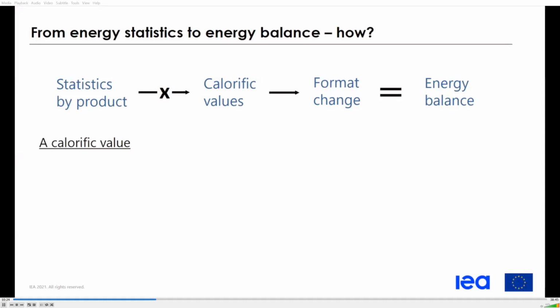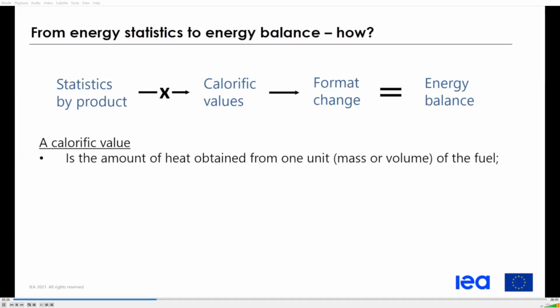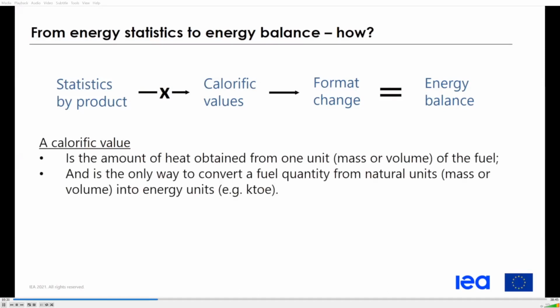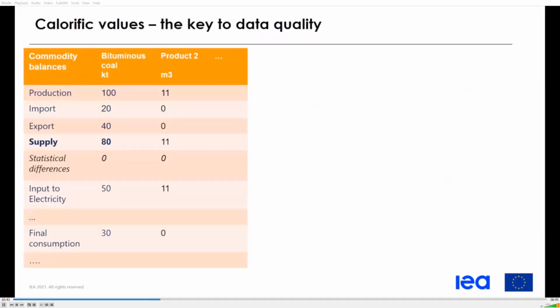What is a calorific value? It is the amount of heat obtained from one unit of the fuel, and it is the only way to convert a fuel quantity from natural units, that is mass or volume, into energy units, that is kTOE. It is very important to collect good quality calorific values in addition to good data in physical units.